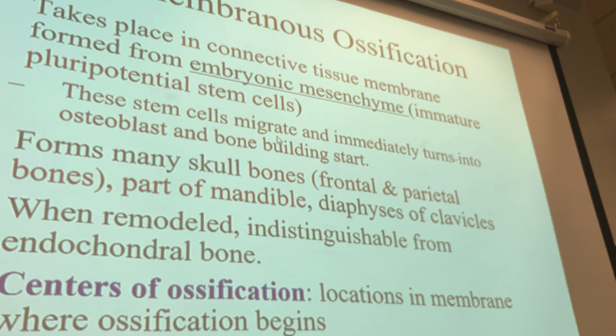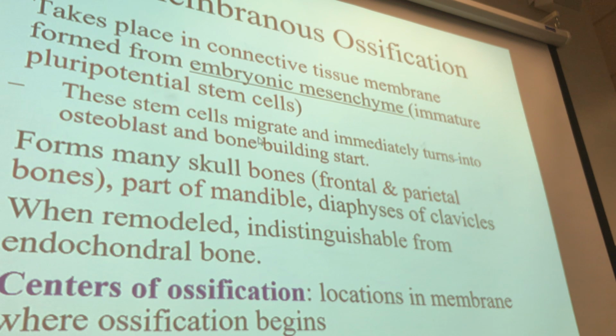So with this intramembranous ossification, we're going to have embryonic mesenchymal cells. Embryonic mesenchymal cells are immature pluripotential stem cells, meaning these stem cells can become anything. They can become skin cells later on. They can become any type of epithelial cells. They can become cartilage-forming cells. So these pluripotential stem cells can inherently become just about anything as long as they get the proper direction.